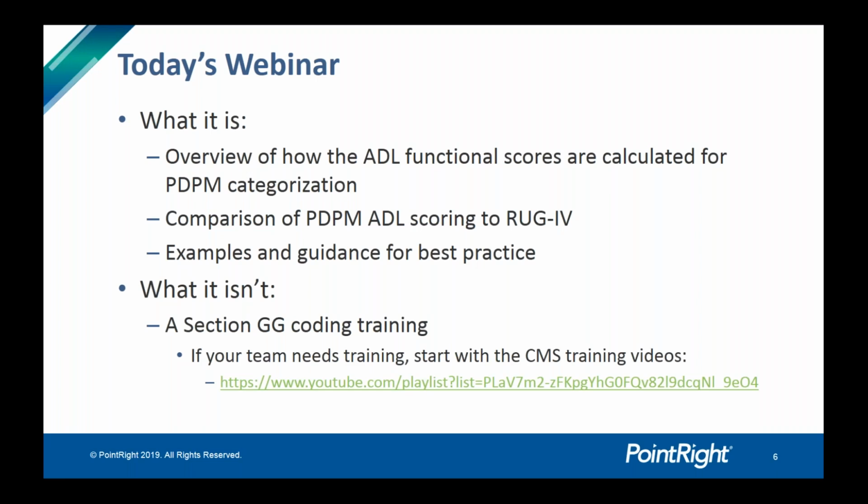And I always like to frame the situation, what this webinar is and what it isn't. So we are going to cover in the next hour how the ADL functional scores affect the different components of PDPM categorization. We'll do a little side-by-side of how PDPM ADL scoring differs from the current RUG-4 ADL scoring. I have a couple of examples and some ideas to get the wheels turning for some best practices that you might implement in your own organizations.